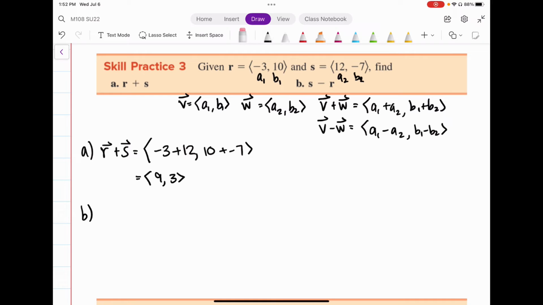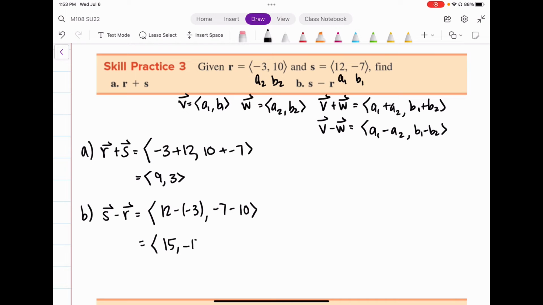The difference has s first, which means I'm actually going to reorder because s needs to be the first component. So that's going to be a1 and b1 now, and a2 and b2 here. I have 12 minus negative 3 and negative 7 minus 10. 12 minus negative 3 is 15 because it becomes 12 plus 3. And negative 7 minus 10 is negative 17. S minus R is 15, negative 17 in component form.